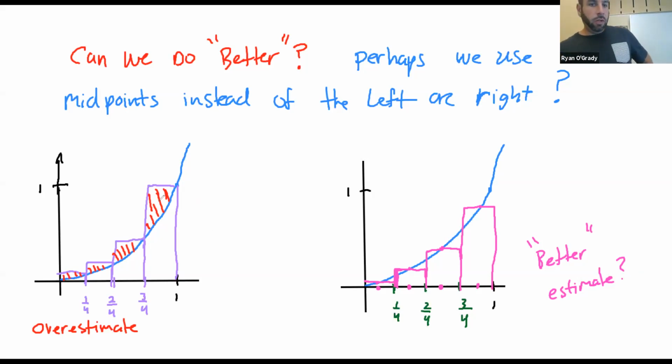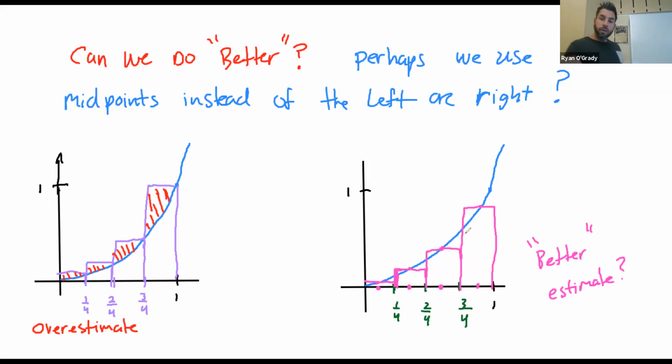Because if you look at the left-hand side, you have lots of error. Over here, you have a little less overshoot, but you also have some undershoot. And you might imagine that they sort of cancel each other out. Now, the downside to this midpoint is we'd have to compute 4 more points. So while it's possible that this could be better, there's no guarantee based on the shape of the curve.